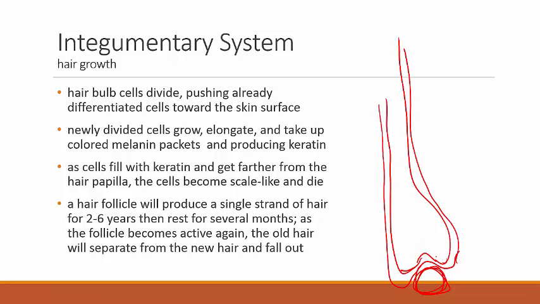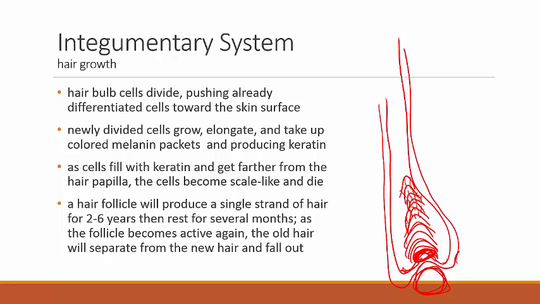So down here at the base, these cells are rapidly dividing, and they're pushing up. So the division, just like with our skin, is that this is the zone of cell division down here, and as more cells are produced down here, then all of these cells are pushed higher and higher and higher. And there are multiple cells, of course, across the hair itself. So all of these cells are growing, they're elongating, and they're picking up melanin from the melanocytes that are associated there at the hair bulb.